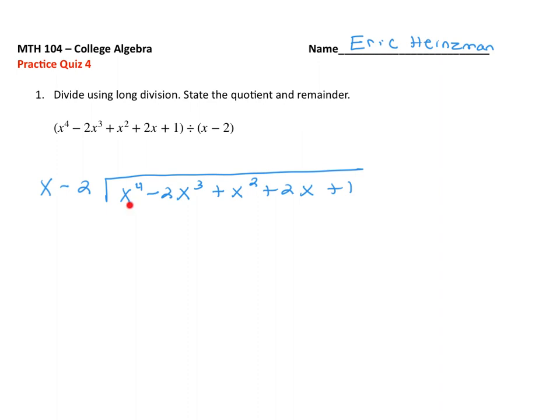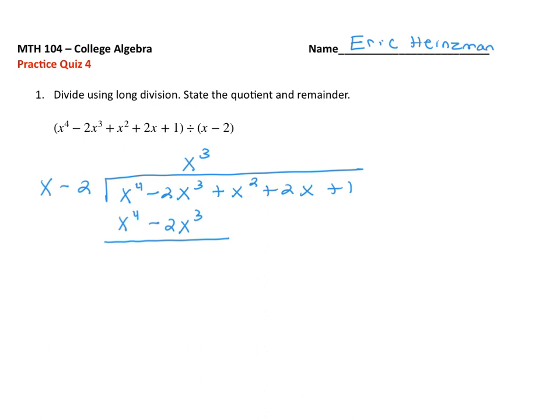I want to first start by canceling this x to the fourth. What do you multiply x by to get x to the fourth? X cubed. I put that above the x cubed term. I then multiply this x cubed by the x, and also this minus 2. X cubed times x is in fact x to the fourth, and then we get minus 2x cubed.